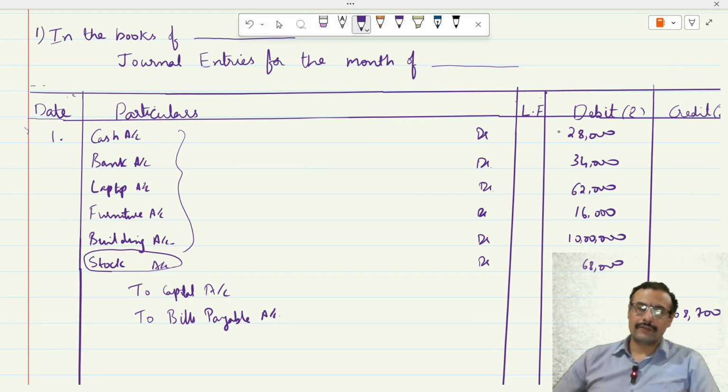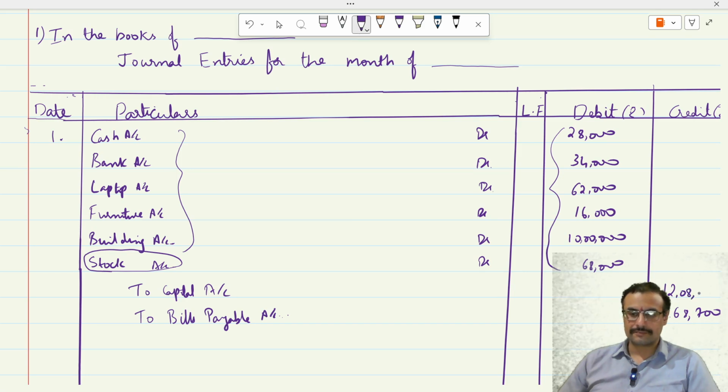Now the capital amount will be the total of this. Imagine if this bills payable was not there, the capital amount would be the total of this. But since the owner is bringing in the personal liability also to the extent of 68,700, after calculating all the assets total, we should minus this, because the personal liability is brought into business and the business need not pay back to that extent. So this particular 68,700 will reduce the capital. To save time, I had already calculated. It will come to 12,08,000.